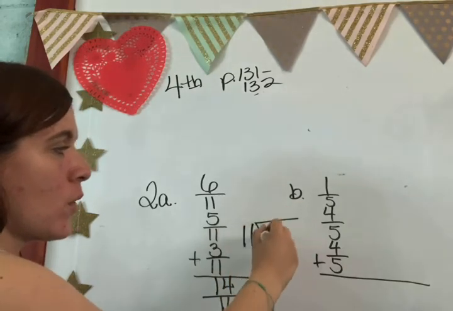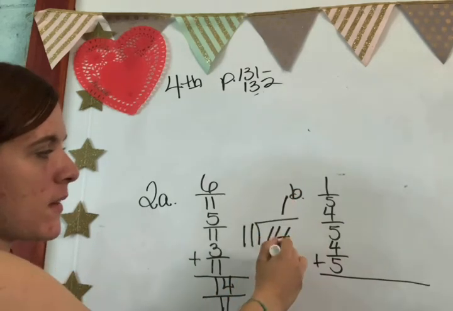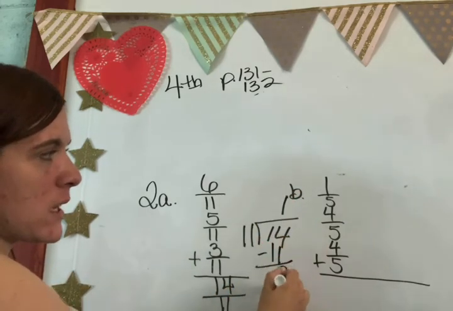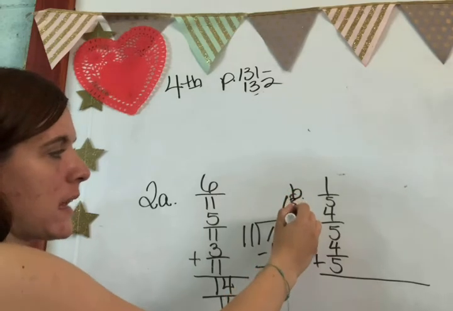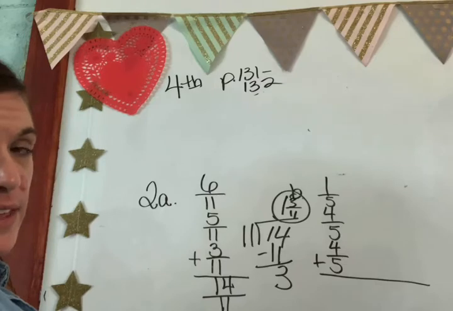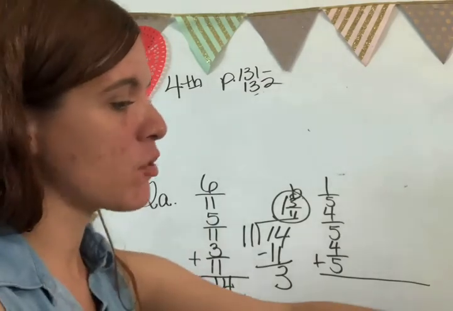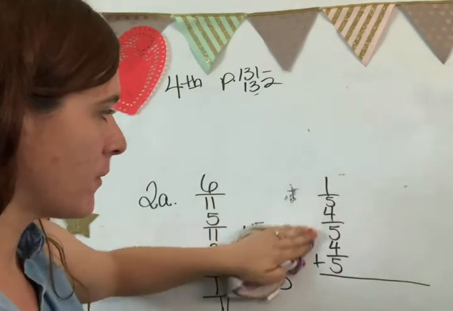Divide. Here we go. Okay, how many times can 11 go into 14, Holly? 1. 1 times 11 is 11. 14 minus 11 is 3. 3 over 11. So there's your answer. 1 and 3/11. Okay, so go ahead and try that over on letter B. Try it by yourself, and then we'll check it together.